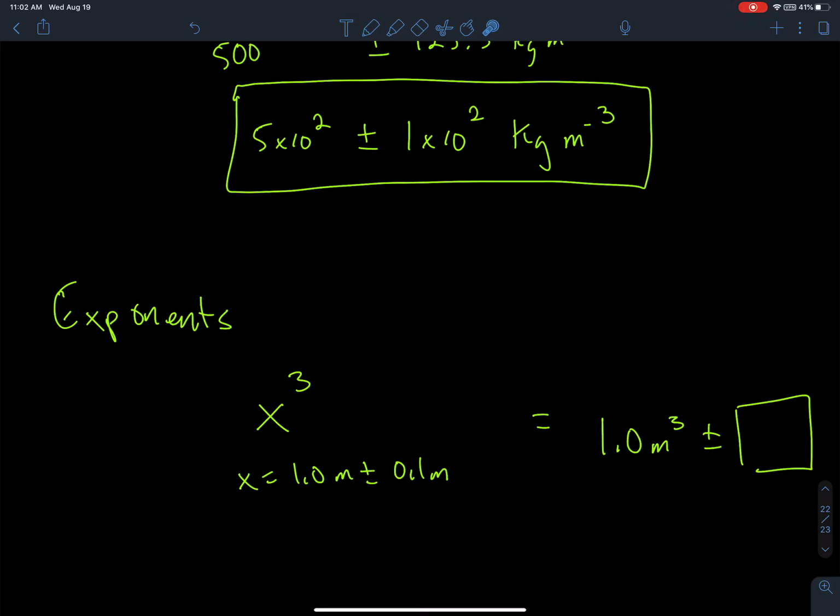And that's it. That's all we have for uncertainties. Don't worry, it takes practice, but you're going to be doing it all the time in every lab report.